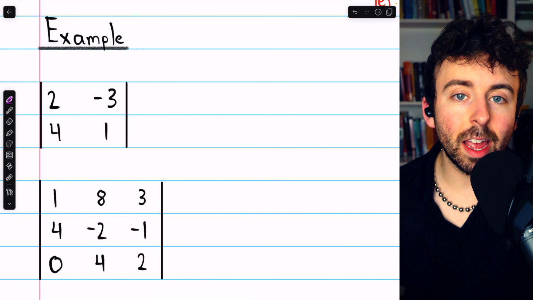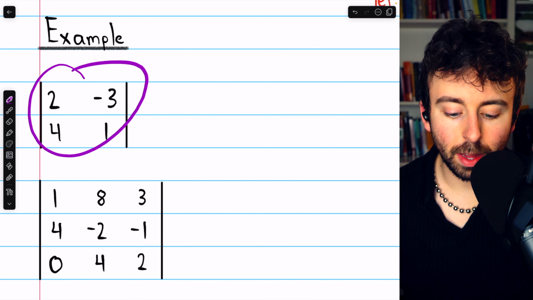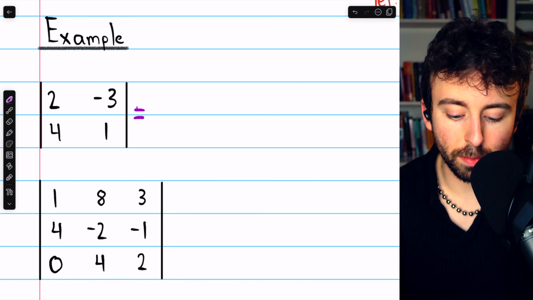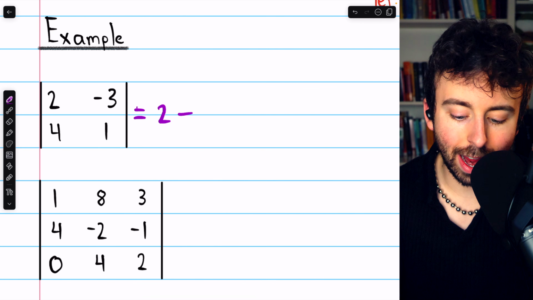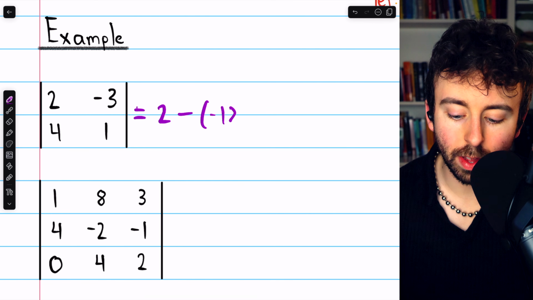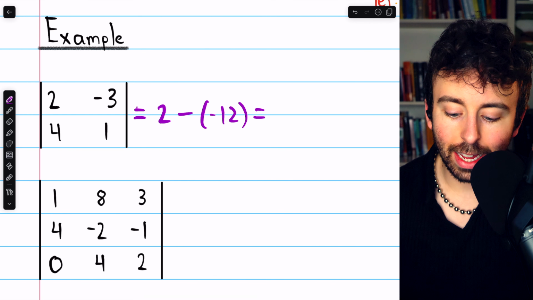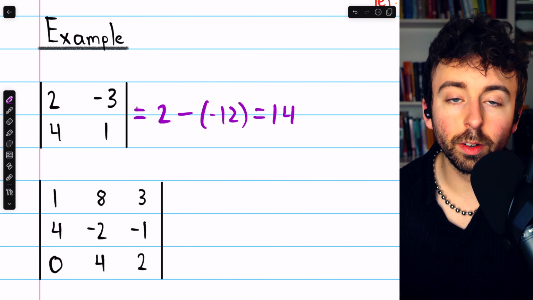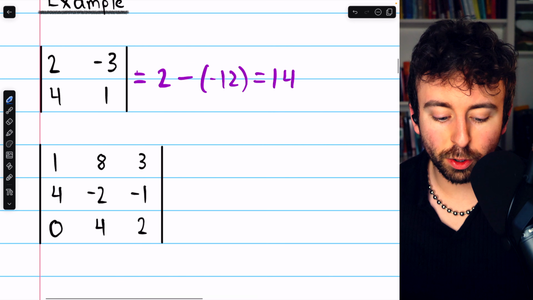So let's do a quick example, starting with a 2 by 2 matrix. How do we find this determinant of a 2 by 2 matrix? Just multiply along this diagonal, 2, and subtract along the other diagonal. That's negative 12, so subtract negative 12. The determinant of this matrix, then, is 2 plus 12, so 14. All right, now let's do the more interesting example.